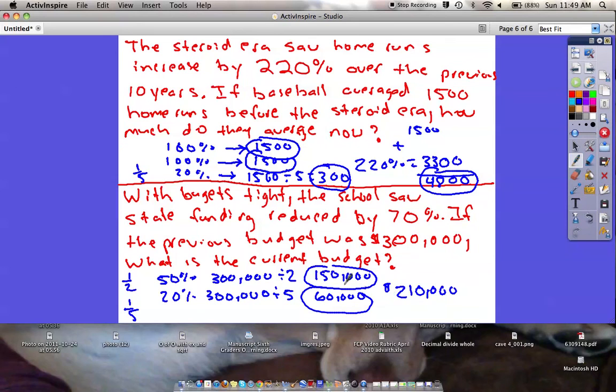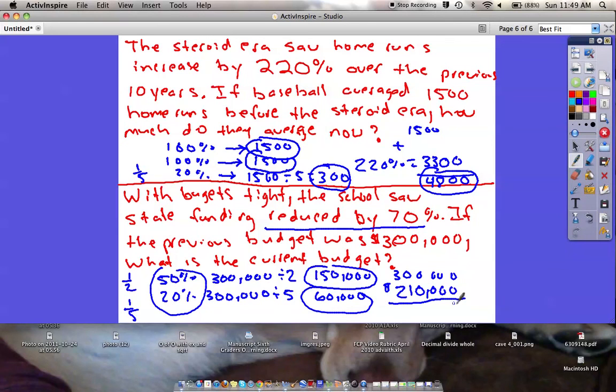Okay. Now let's think about what this number means. This $210,000 is my 70% decrease. Okay, it's my reduction of 70%. So that's how much money we're losing. So now we need to figure out how much money we have currently. Okay, if our previous budget was 300,000 and we want to know what we have left, this is going to be a subtraction problem because we're reducing our budget.